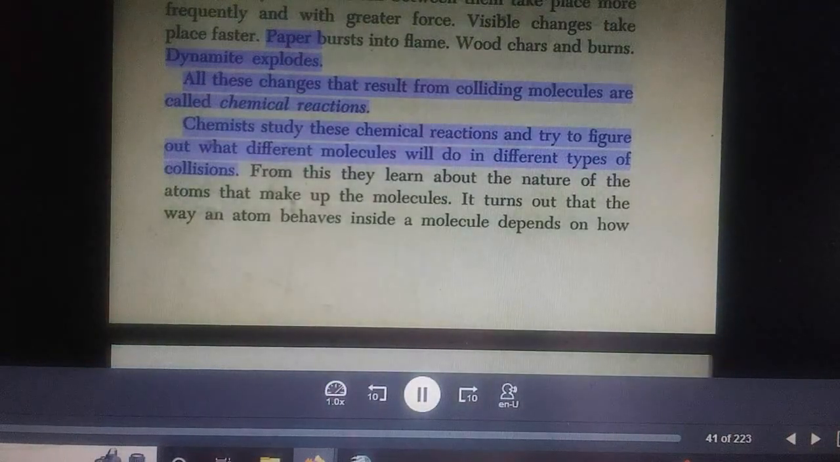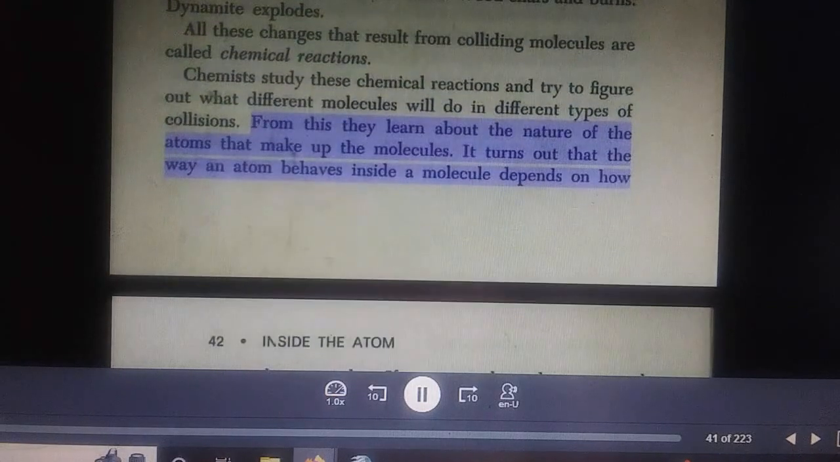Visible changes take place faster. Paper bursts into flame. Wood chars and burns. Dynamite explodes. All these changes that result from colliding molecules are called chemical reactions. Chemists study these chemical reactions and try to figure out what different molecules will do in different types of collisions. From this they learn about the nature of the atoms that make up the molecules.